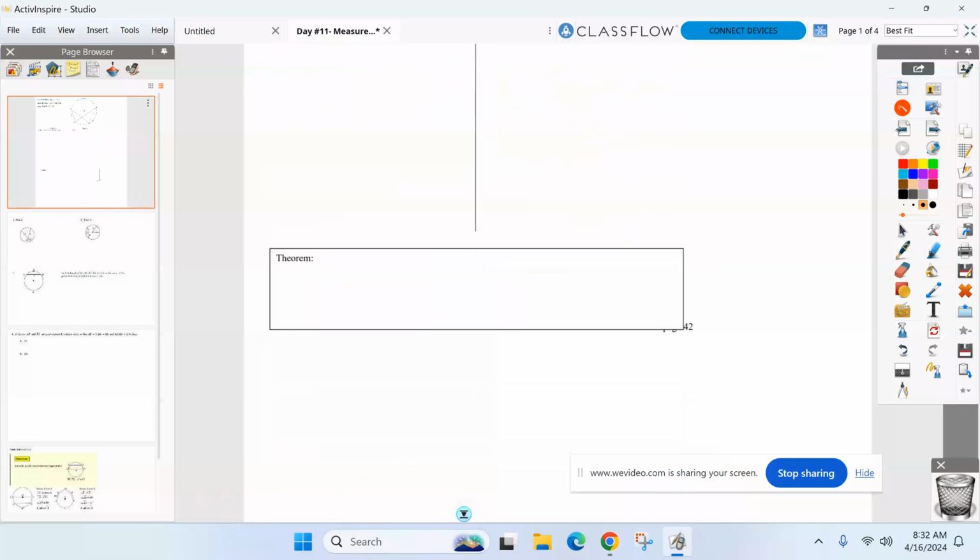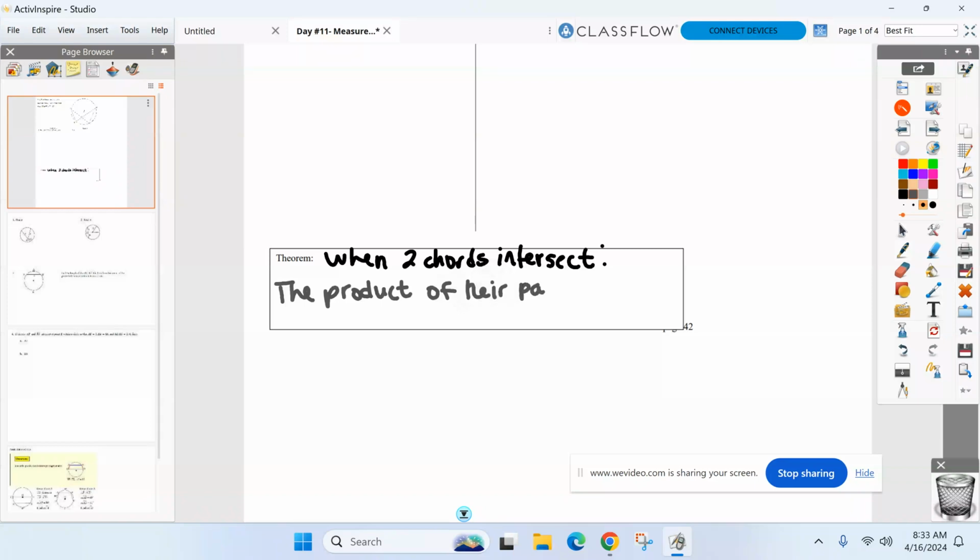All right, so we're going to start this theorem off by saying when two chords intersect. Okay, so you have to have that diagram there. Two chords intersecting. Only time this fact works. And what happens when two chords intersect? The product. Anybody associate a word with product? We're going to multiply here. The product of their parts are equal.